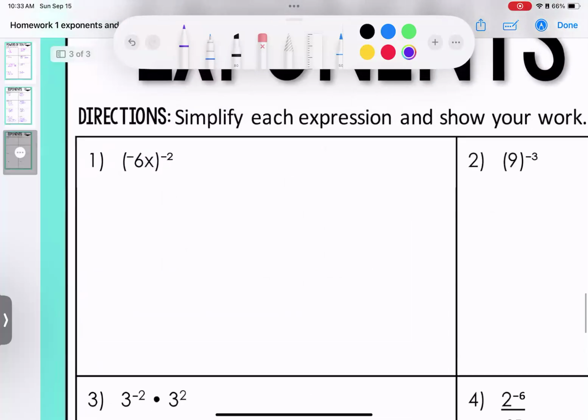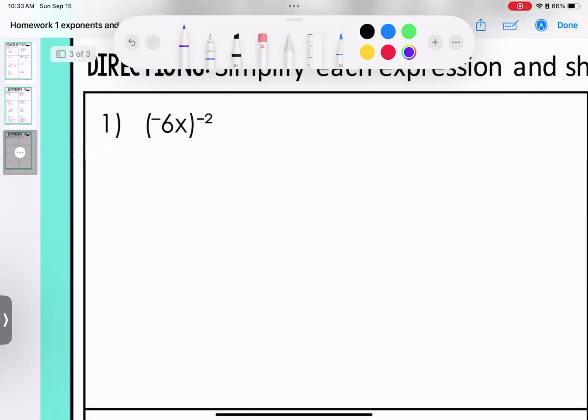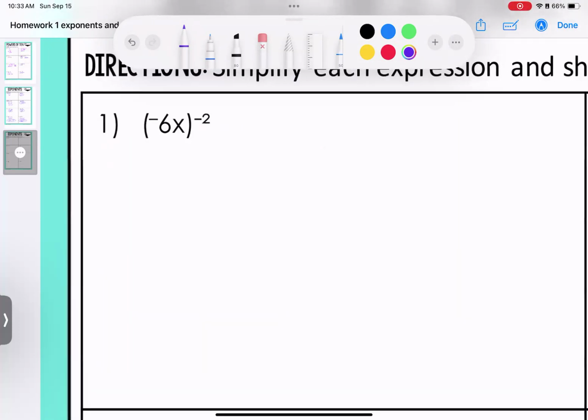Last page for this pack. This is where we're really leaning into that exponent rules page, where it tells you what you need to do with those exponents. So for this first one, we are raising it to a power. If you're looking at your notes pages, it says power of a product and power of a power. That section of notes is going to help you with this.